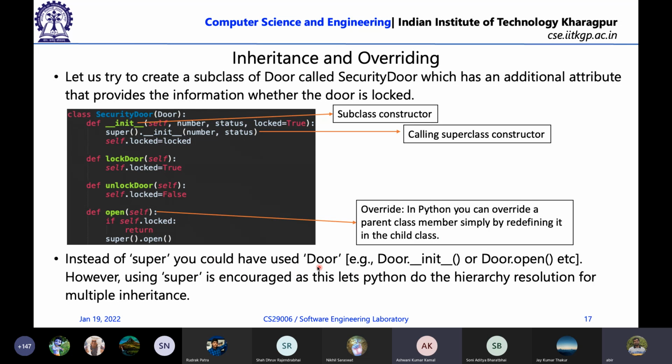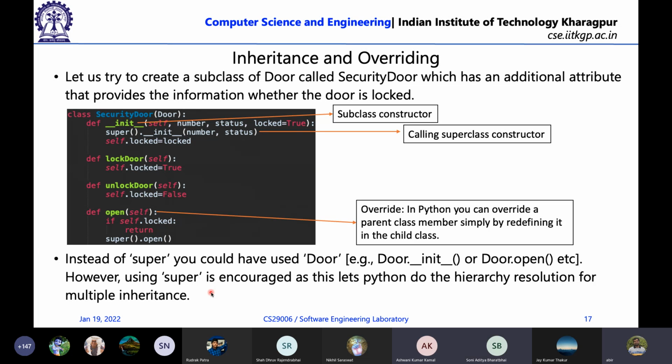Instead of super, you could have used door, that is the class name, dot init or door.open, etc. However, using super is encouraged, as you can probably get the idea that you would otherwise need to look into what is the parent class, and then maybe there is a hierarchy of inheritance. So you just have to go and look through the hierarchy and try to define it. But if you use this, then Python does the hierarchy resolution for multiple inheritance, right? So at this moment, just take it as advice, just to use the super method.